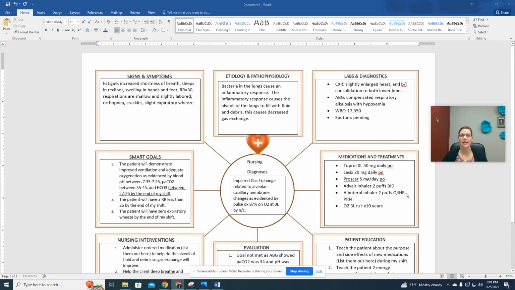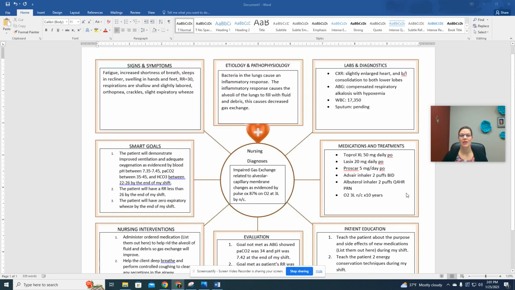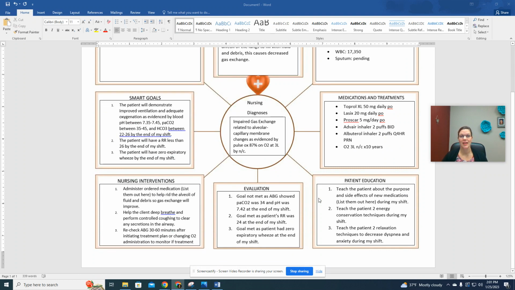So this is a completed concept map, and you'll see it's a nice visual representation of a nursing care plan. So in my next video, I will perform a nursing care plan about a different nursing diagnosis.